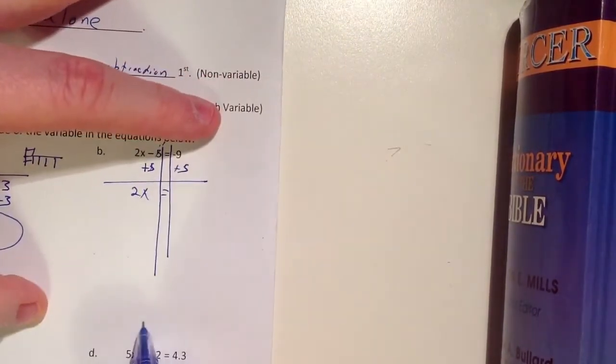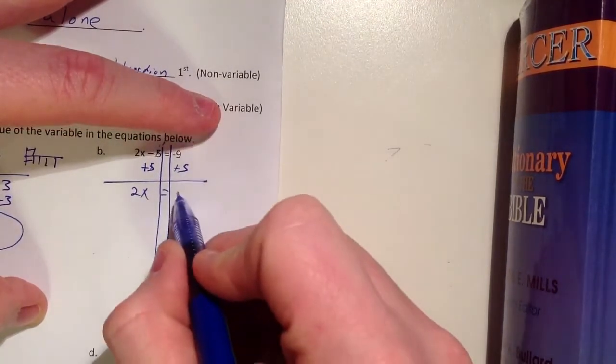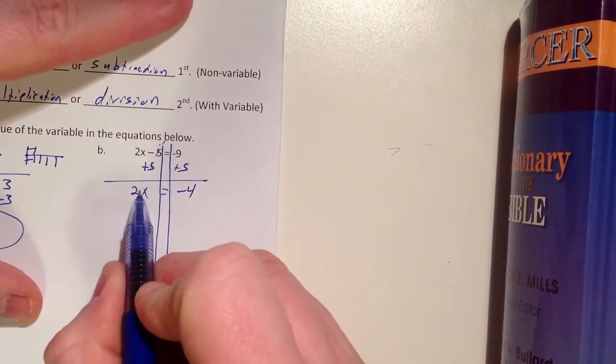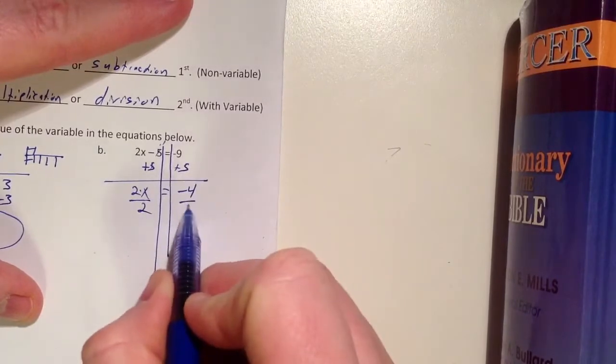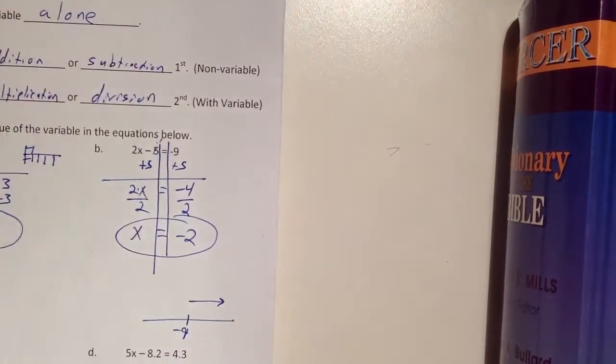All right, if I did a quick number line down here, here's -9. Plus 5 means I go that way. All right, so I'll be at -4. 2x means times again, so I divide by 2, divide by 2. X is equal to -2, and that's my answer.